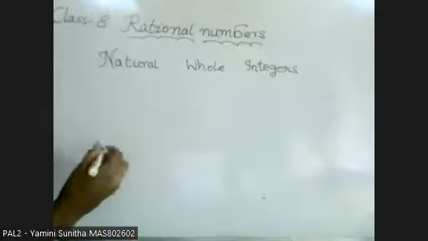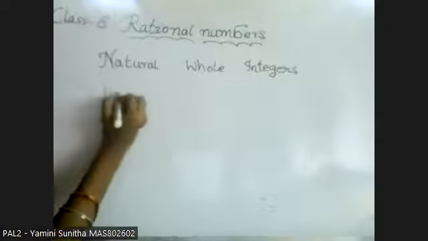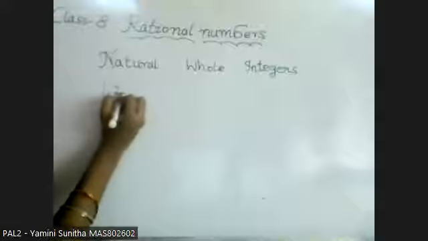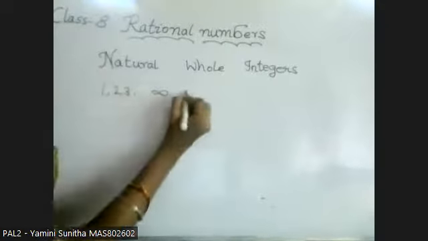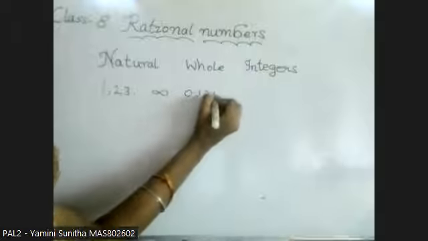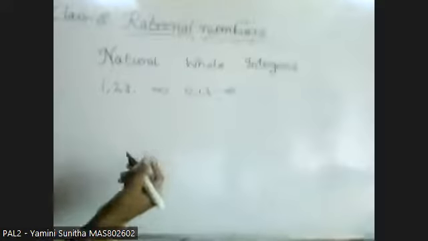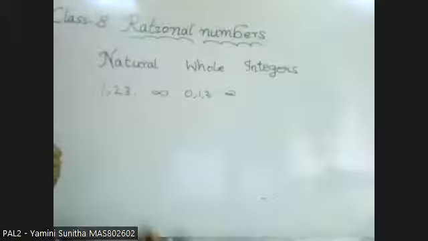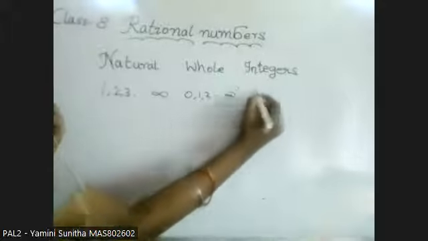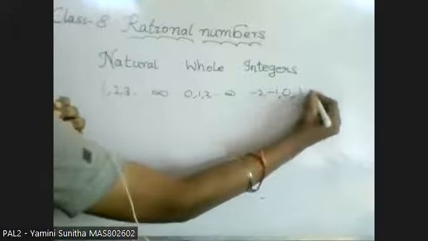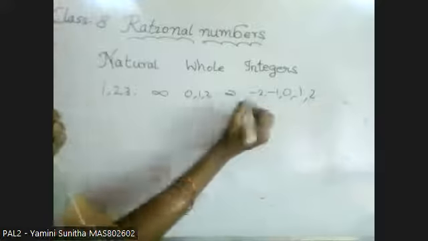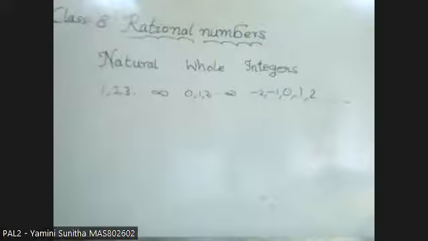Natural numbers, as we know, go from 1 up to any number: 1, 2, 3, up to infinity. Whole numbers are 0, 1, 2, up to infinity. And integers are a combination of positive numbers and negative numbers along with 0, like -2, -1, 0, 1, and 2, and it extends on both sides. These are the three types of number systems which I have learned in previous classes.